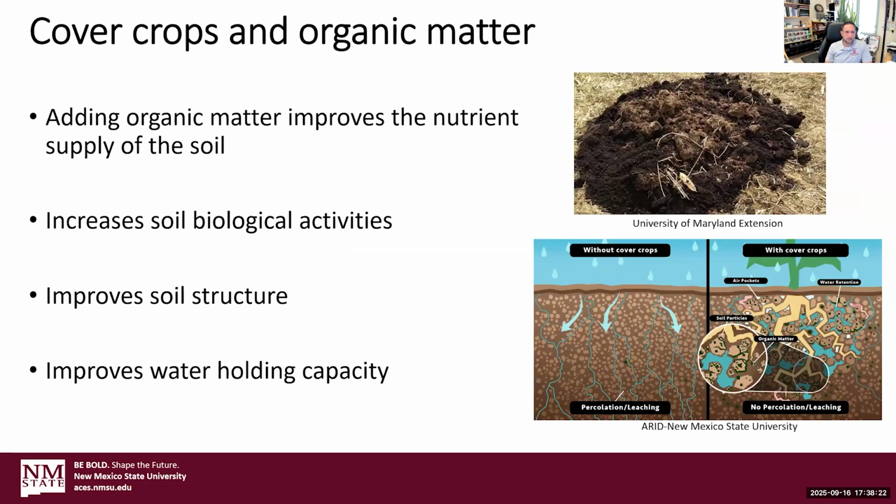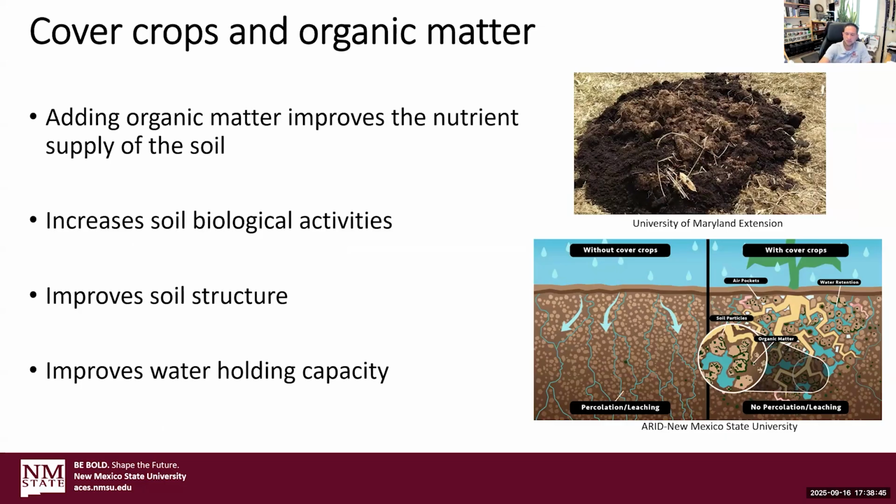Cover crops and organic matter. So just adding organic matter, it really improves the nutrient supply of the soil. And so when you're growing cover crops, that increases and incorporates the soil biological activities, improves the soil structure, and improves the water holding capacity again.